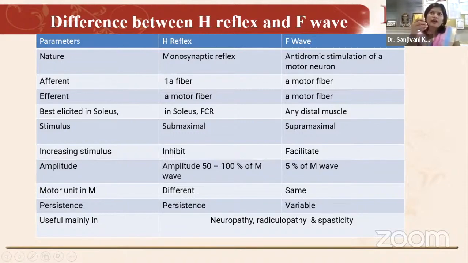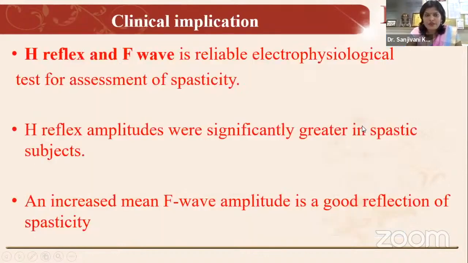That's why, whenever we are counting or recording, persistence will matter. Consecutively, we will require a minimum of 10 F waves, and only then will we freeze that wave. Next, it is useful mainly in neuropathy, the H reflex in radiculopathy and spasticity, both as recent advances say.